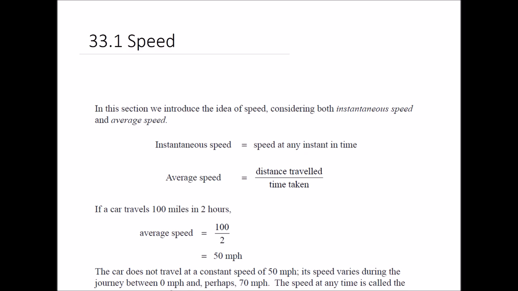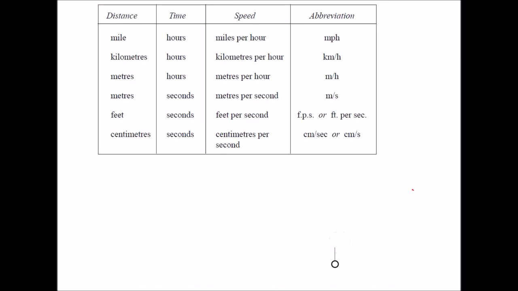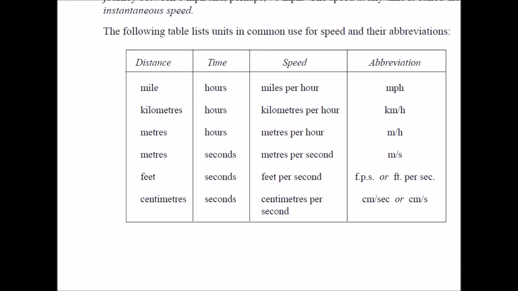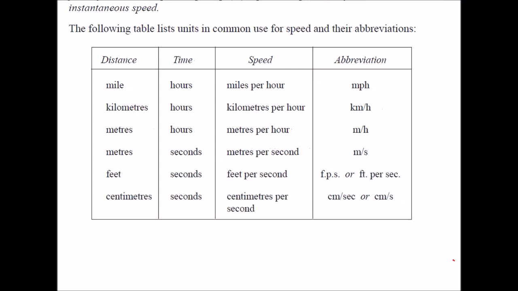by the time taken. Okay, the other thing we need to know is we need to be understanding and have a good idea about units. So if we just have a look at some of the units, if your distance, for example, is in miles and your time is in hours, and of course your speed is in miles per hour, and we write mph. But if your distance is in feet, for example, and we're looking at the time being in seconds, and of course the speed is in feet per second.